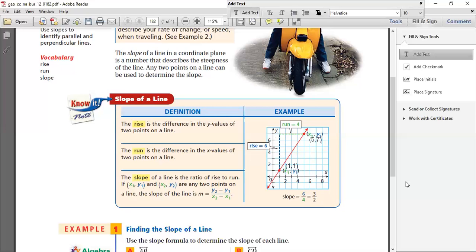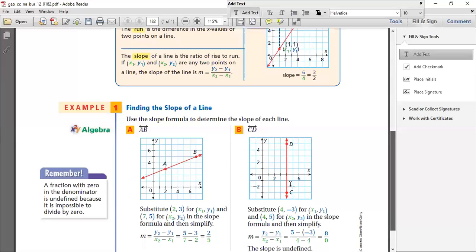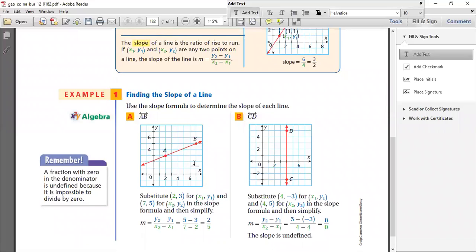Isn't it easy? Now, use the slope. Again, it's the same. When they say use the slope formula, of course you need to be using the slope formula. Just to check, you can use rise over run. Here they said use the slope formula to determine the slope of each line. So you write the coordinate for this point. What's the coordinate for this? It's going to be 2 and 3, right?